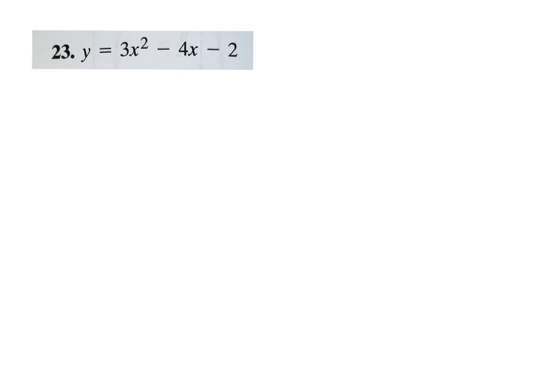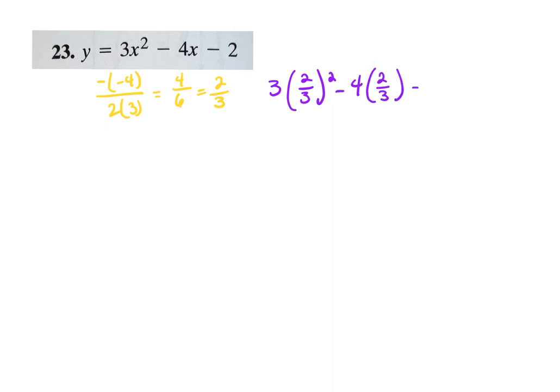To find the minimum, you just find the vertex, right? And so the vertex here is going to be the negative b over 2 times a, so you get 4 over 6, or 2/3. And then you have to plug that in. So you just say 3 times 2/3 squared minus 4 times 2/3 minus 2. 2/3 squared is 4/9, right?